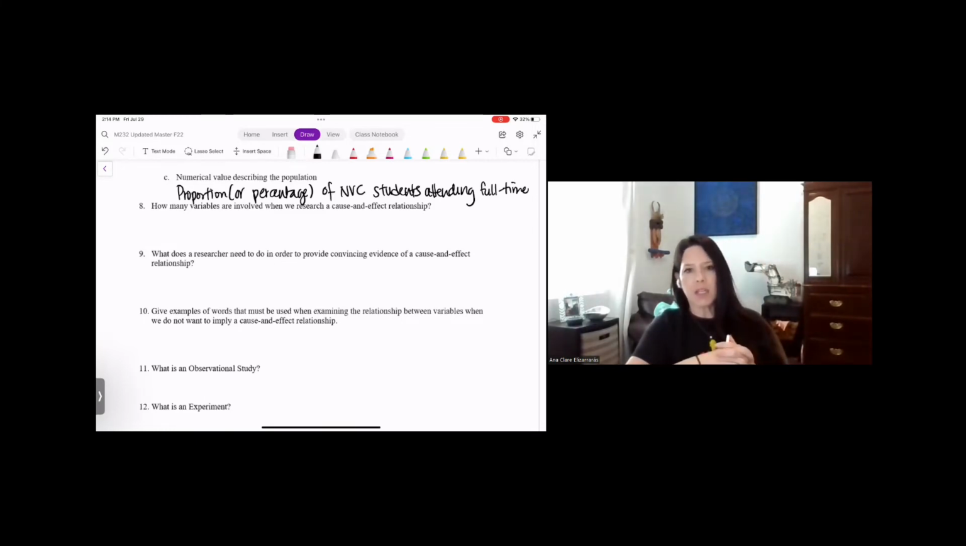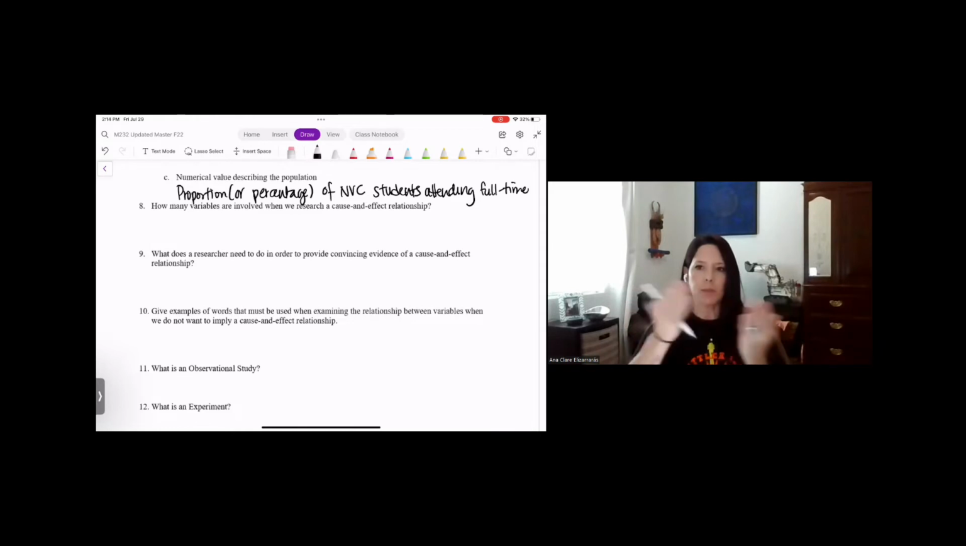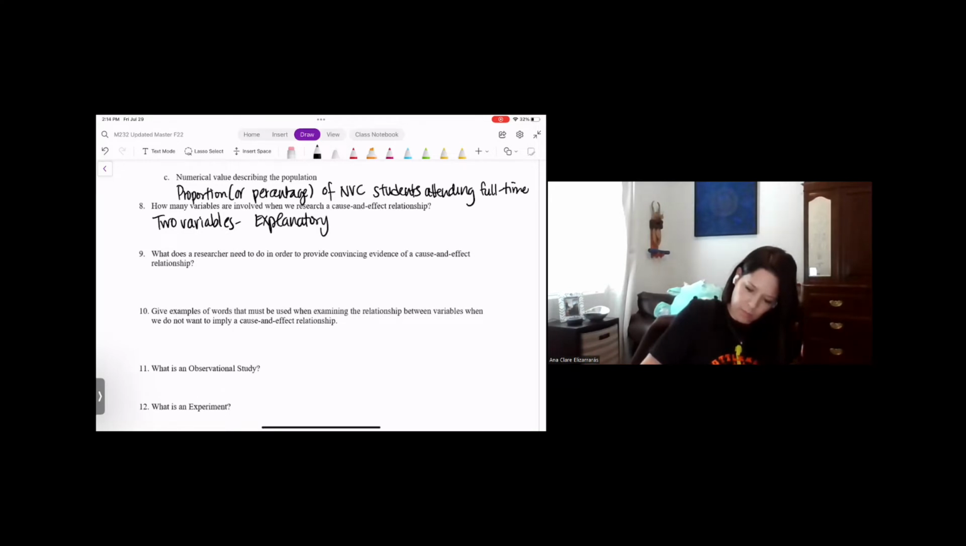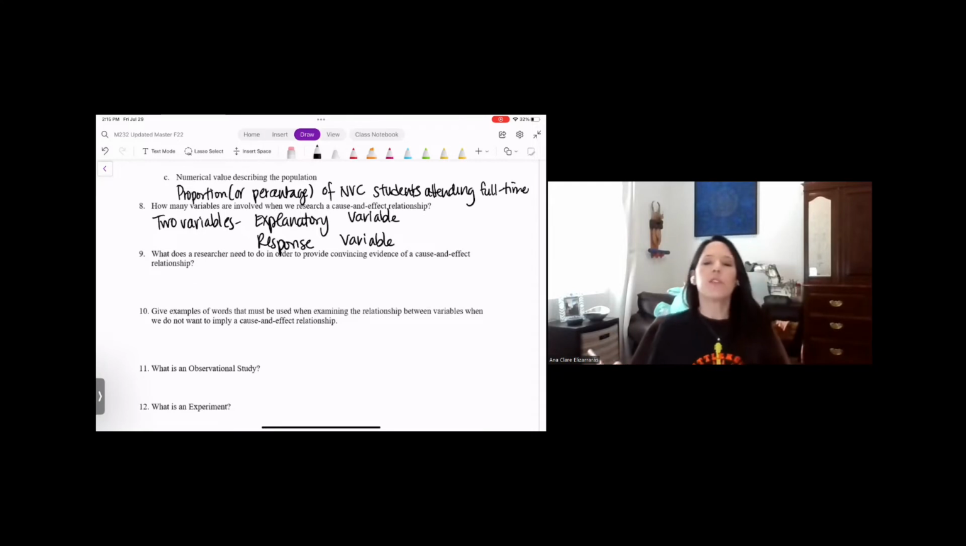When I'm investigating a cause and effect relationship, I'm typically trying to determine whether one thing causes another. One thing causing another, that's 2 variables. So I am concerned with 2 variables when I'm trying to determine cause and effect. These 2 variables have names. One is the explanatory and one is the response.